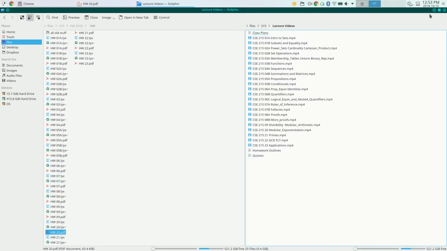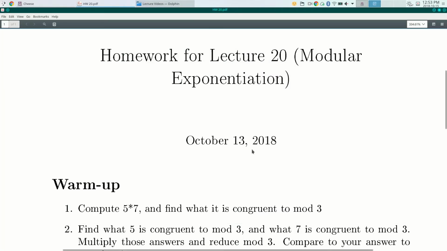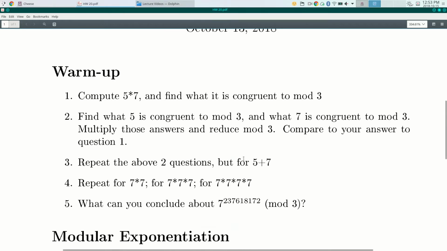Well, so let's work on some of this stuff. So I posted an exercise set for modular exponentiation. So let's work on this. We'll just do this at our seats, and then I'll let you go to the board for the next part. So what is 5 times 7? All right, awesome.